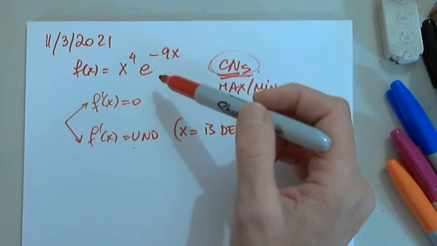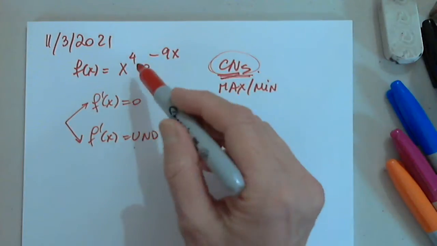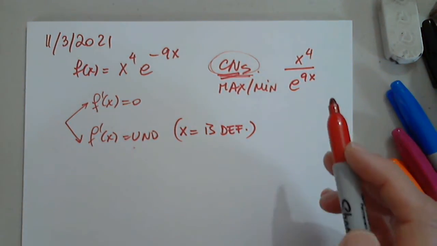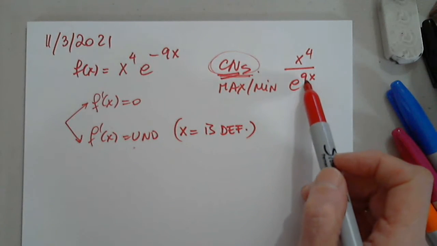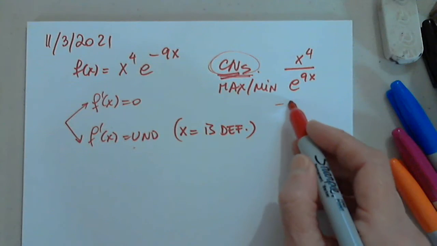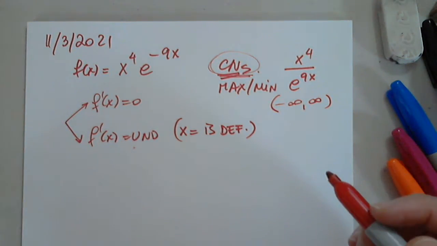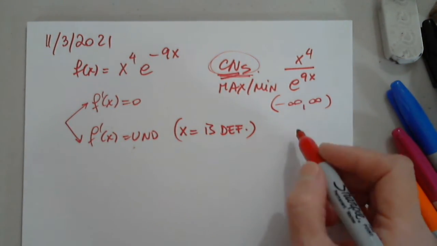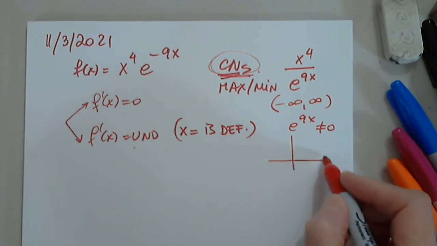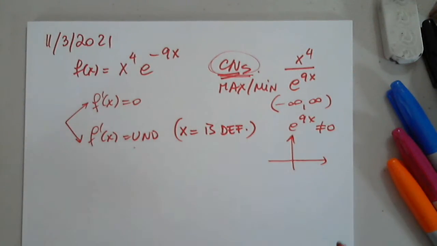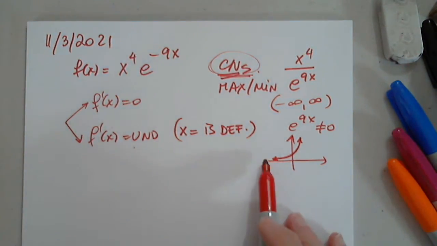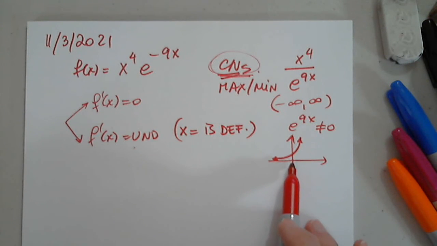We know that this function is always defined because basically this is x to the fourth over e to 9x, right? So in the exponential function, I can plug in anything. So the domain of this function is all real numbers. This could never be 0. E to 9x can never be 0. Remember, the graph of e to the x or e to 9x or e to whatever you want x is this, which means the domain is all real numbers and it's never 0.